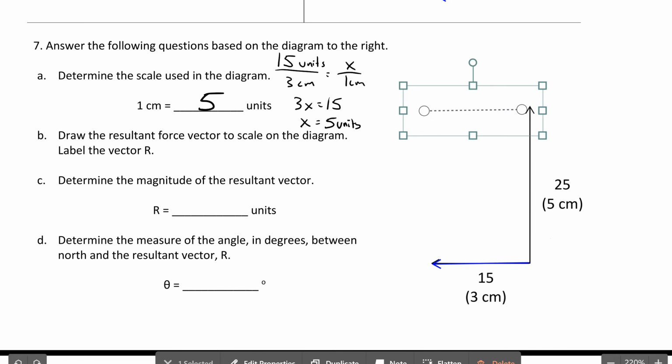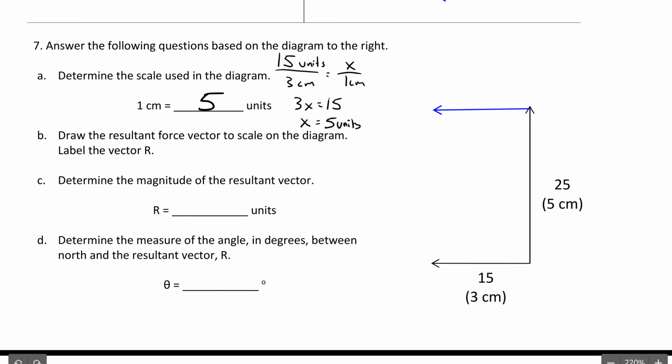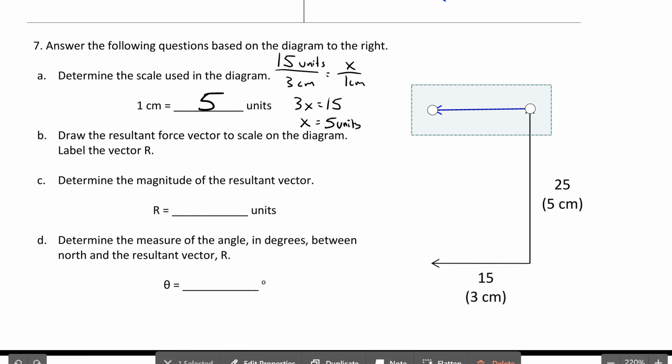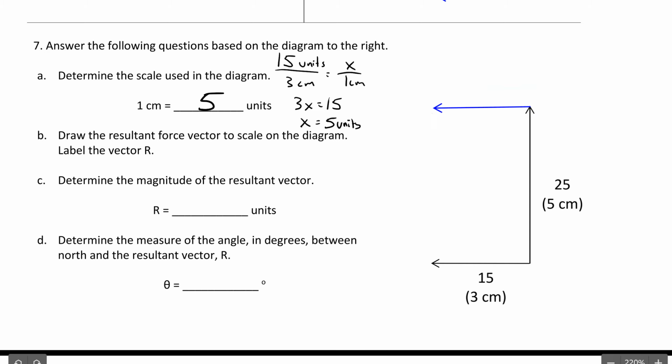I'm doing it differently, obviously, because I'm on this Drawboard PDF app, okay? But you would redraw it with your ruler and a pencil, and try to get right as close to the head. Oh, that's looking pretty good like that. Okay. Now you can draw your resultant vector from start to finish, and you could label it R.